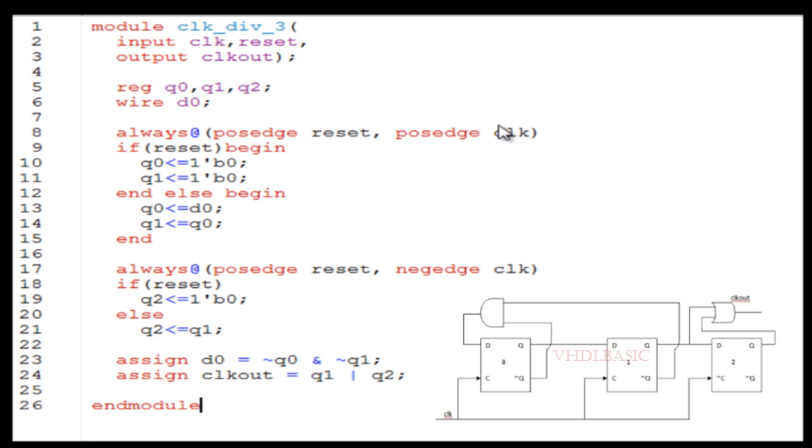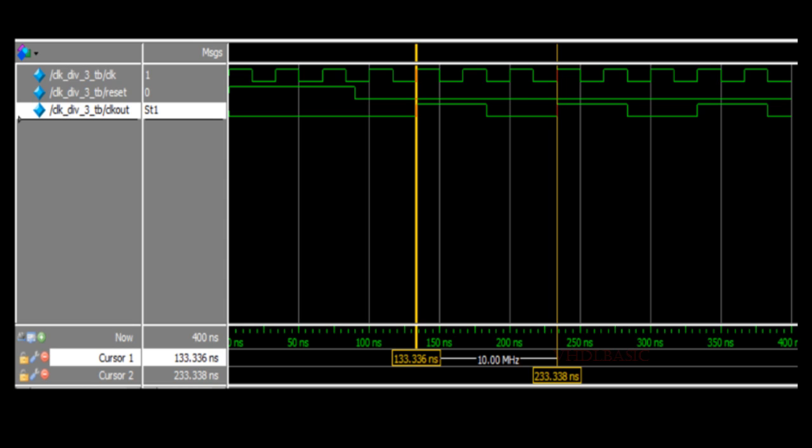So first I am going to simulate with the negative edge of the clock. See here, there are three input clock pulses required to compute the clock out for one clock pulse. If I measure the clock out rising edge to the rising edge of the next clock, that is 10 megahertz. The input frequency is 30 megahertz, so divided by 3 is 10 megahertz. So we are getting a 10 megahertz clock with a duty cycle of 50%.